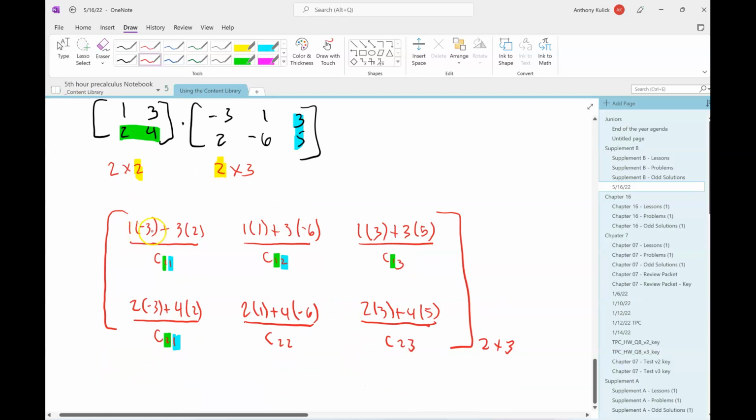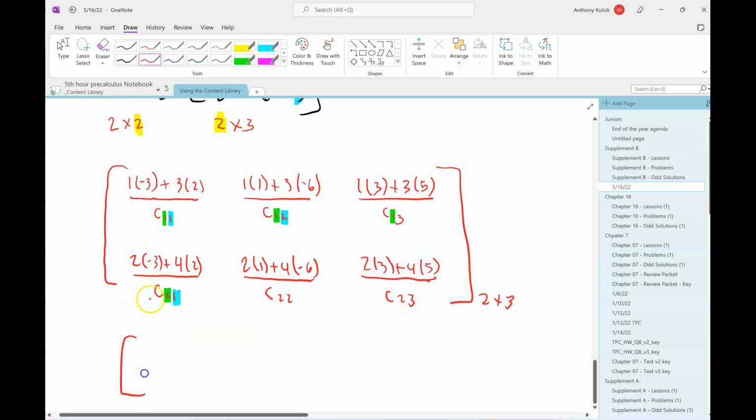So simplifying these down, negative 3 plus 6 is 3. 1 plus negative 18 is negative 17. 3 plus 15 is 18. Negative 6 plus positive 8 is 2. 2 plus negative 24 is negative 22. And 6 plus 20 is 26.